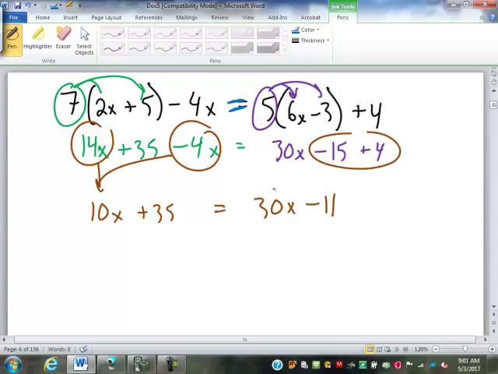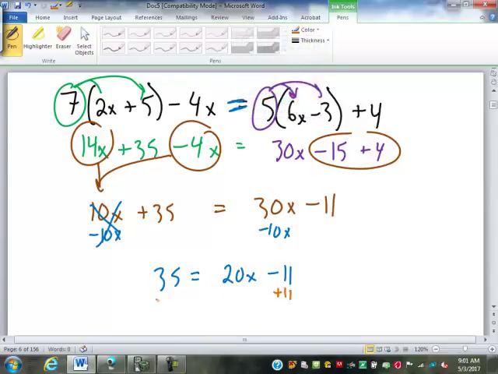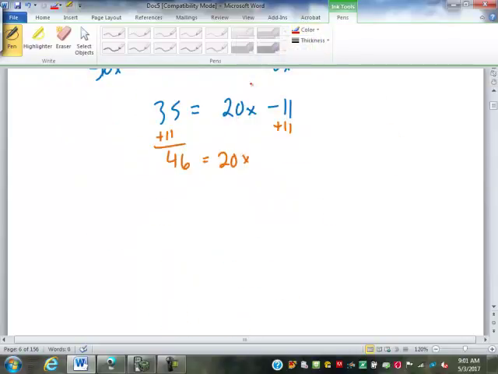Now, I notice there's still an x on each side, so I have to get rid of one. The smaller one's the one I'm going to get rid of, which will be 10x. I subtract. I have to subtract 10x over there as well. So we got 35 equals 30 minus 10 is 20x minus 11. And then add 11. So 46 equals 20x. And divide by the 20.